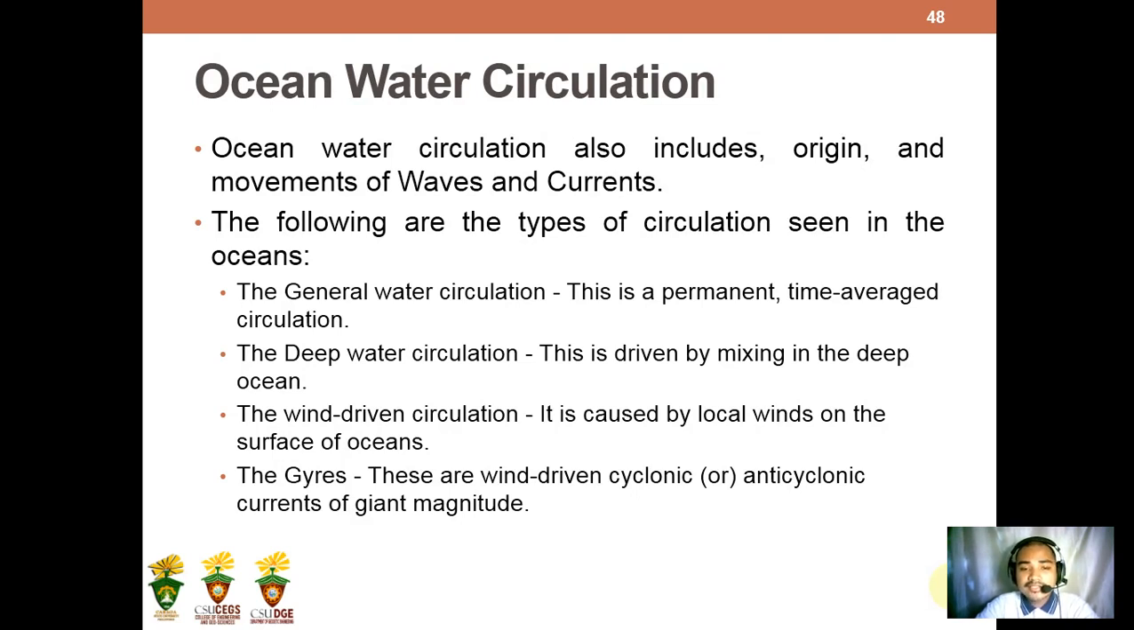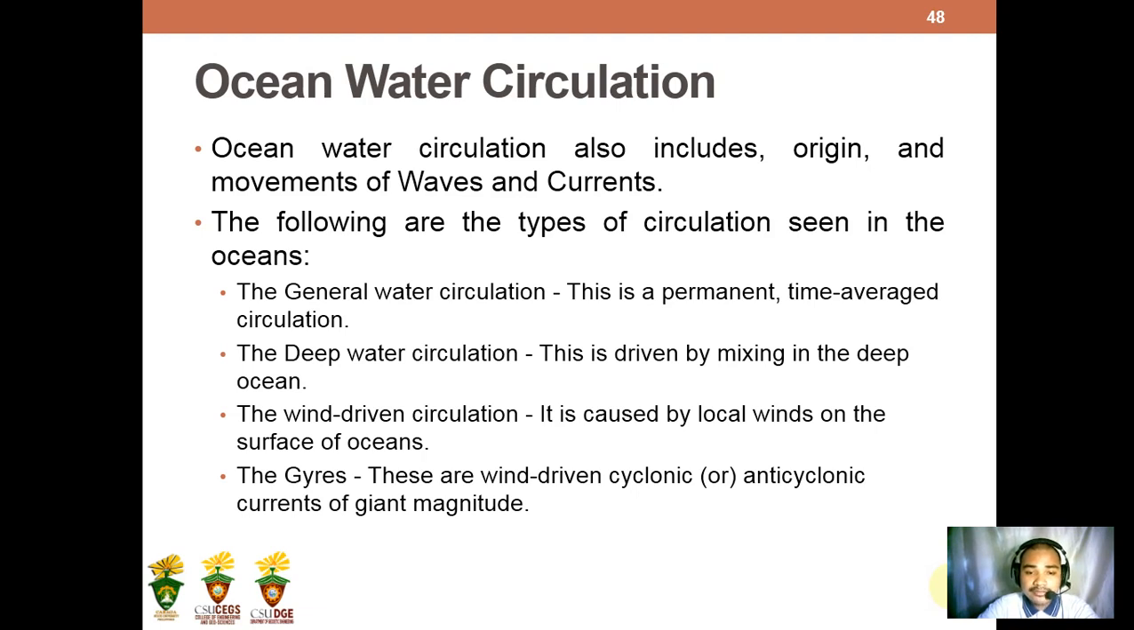First is the general water circulation. This water circulation is permanent and is a time average circulation. Another one is the deep water circulation that is driven by mixing in the deep ocean. So usually, as from the word itself, deep water, this is located in the deep part of the oceans.